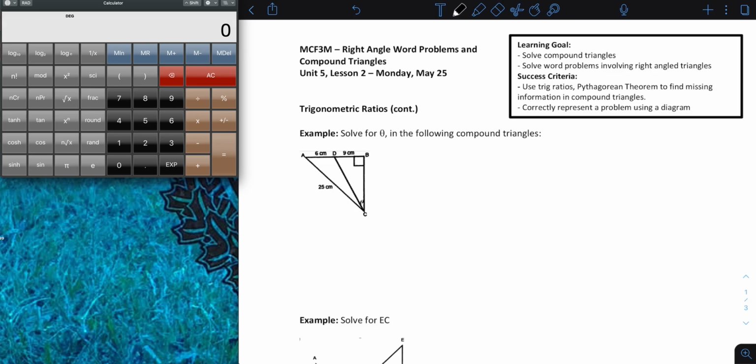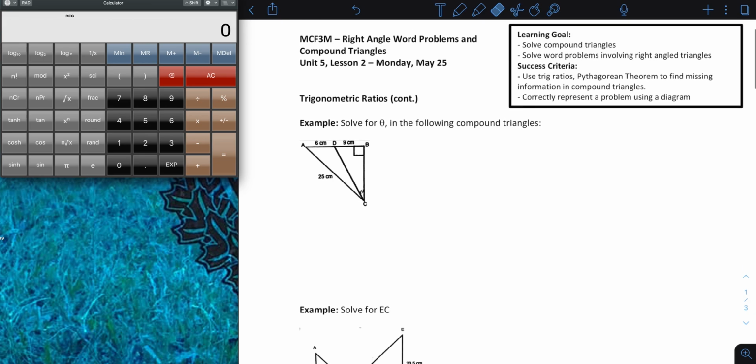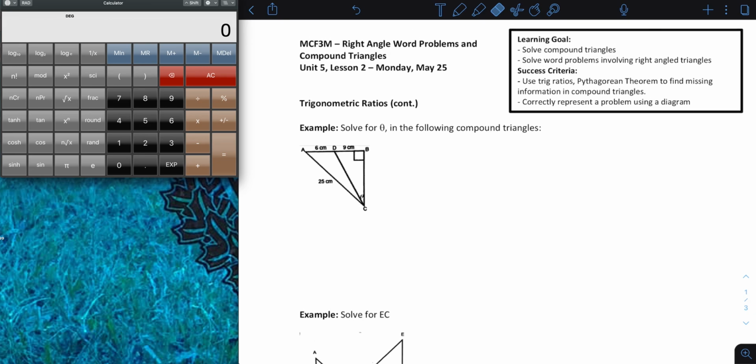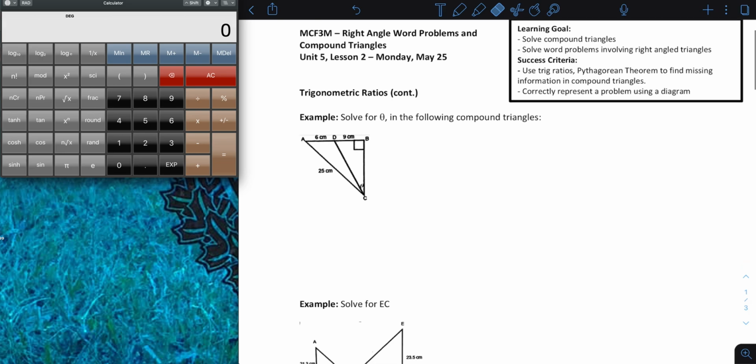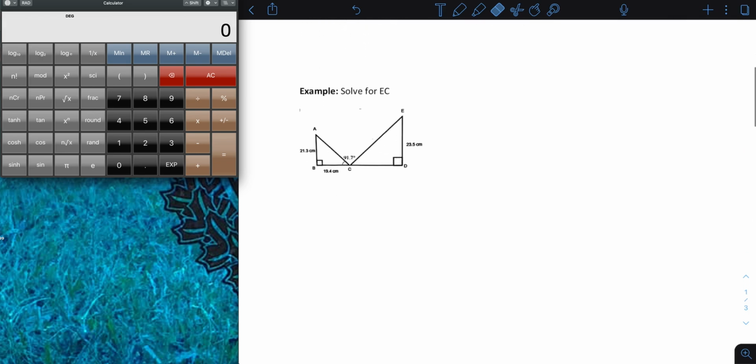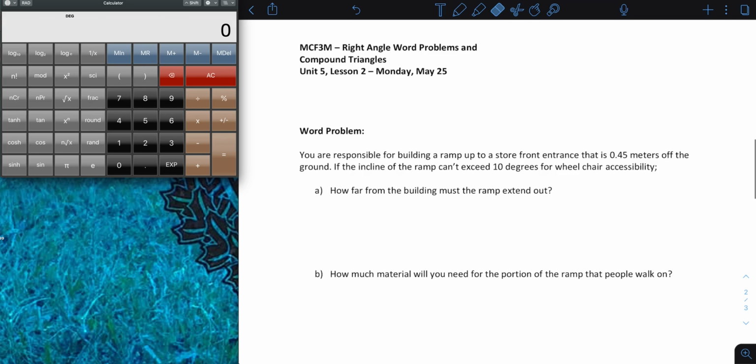The other thing we're going to do today is solving word problems involving right angle triangles. The key to that, and the key to any word problem really, is can you correctly represent the problem using a diagram? That's going to be the emphasis for that part. I'll do this lesson in 2 videos. Part 1 will be the compound triangles, and part 2 will be the word problems.